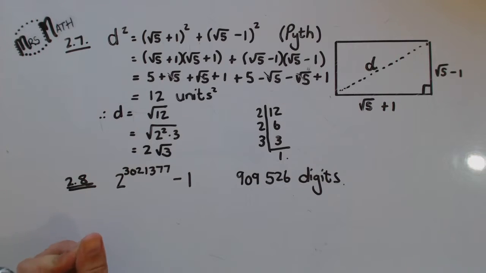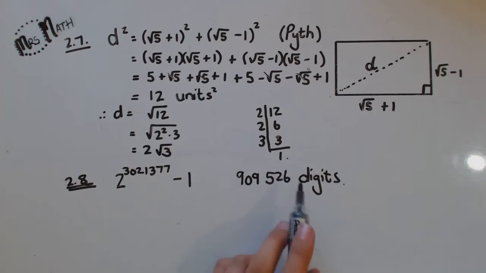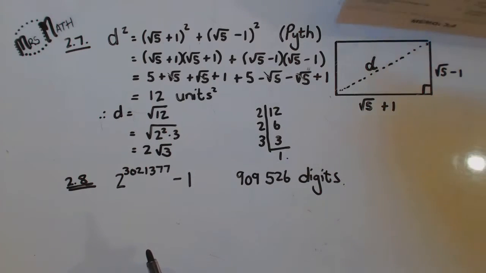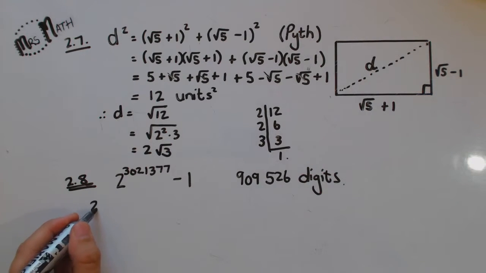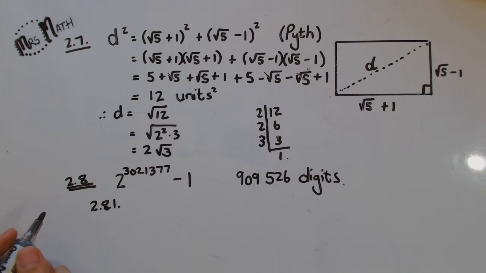So it has this amount of digits. It's a huge number. Then they say, suppose you were to write out this number, the number with 909,526 digits, at 1 digit per second, with each set of 10 digits taking up 5 centimeters of space. Then question 2.8.1 says, calculate the time it would take for you to write out the number, showing that this would be more than a week.